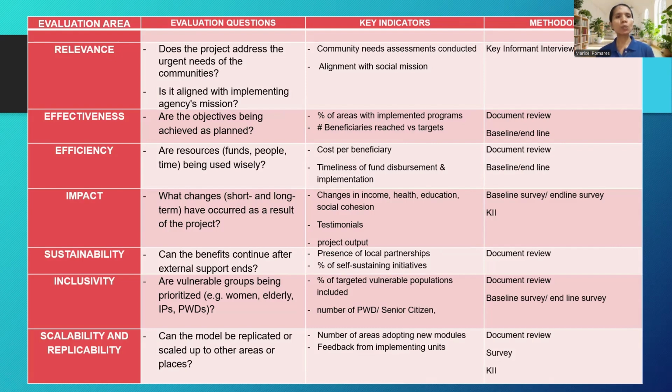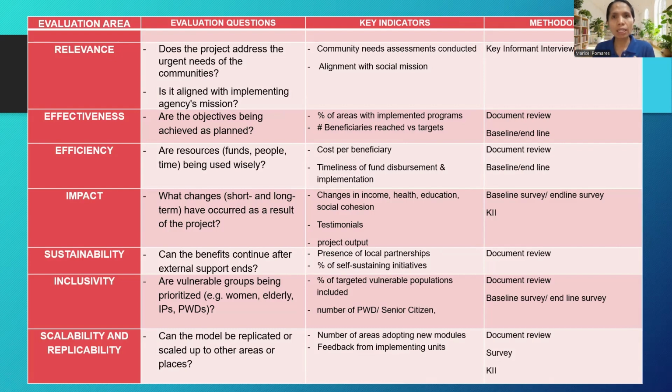Okay. Now, next is we will include the sustainability. Sustainability is about, even if the program has stopped or the implementing agency stopped providing for the financial needs or the management of the mobilization or the project, will this program still be sustained or still continue? Our evaluation question will be, can the benefits continue after external support ends?